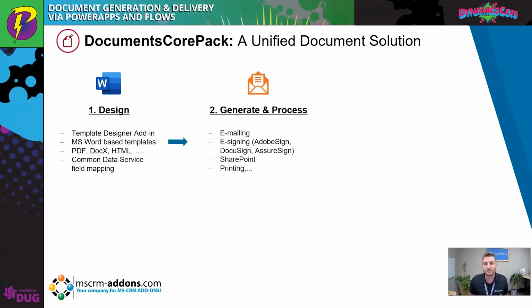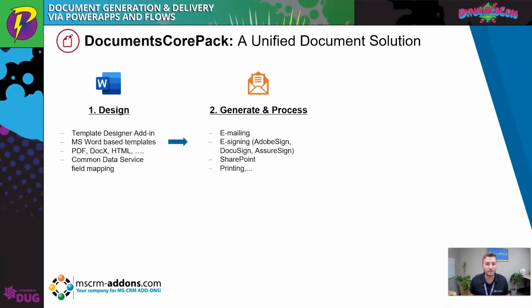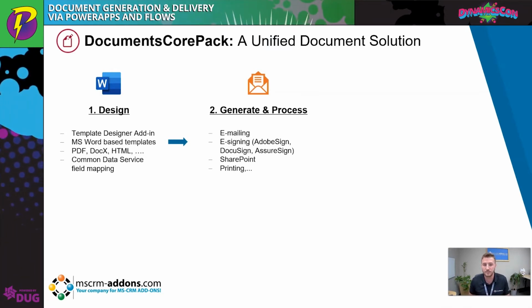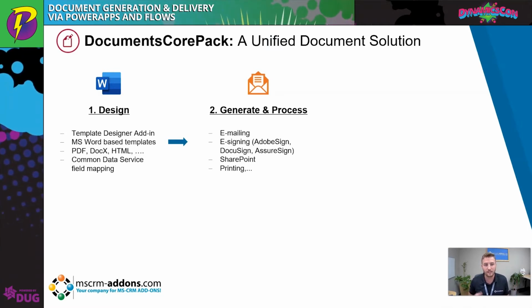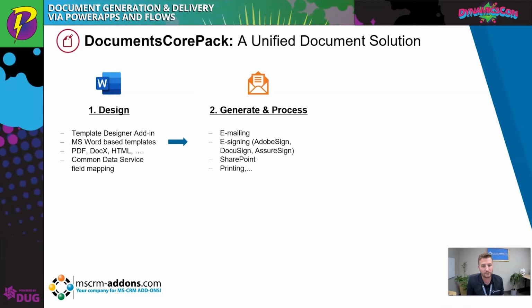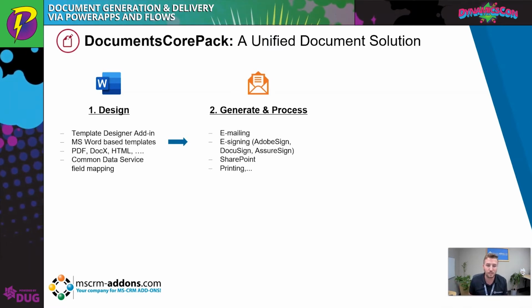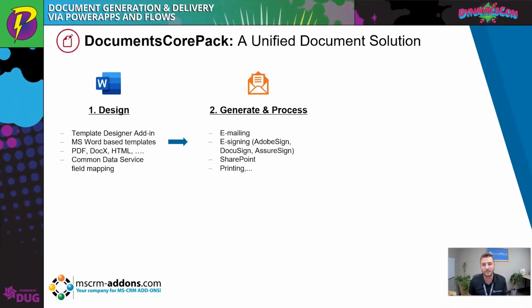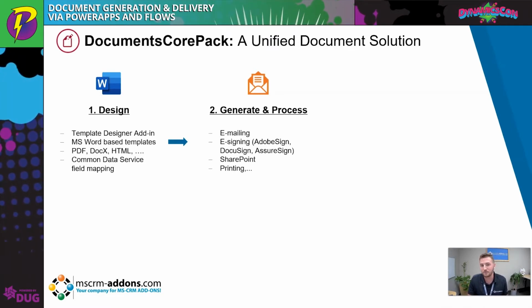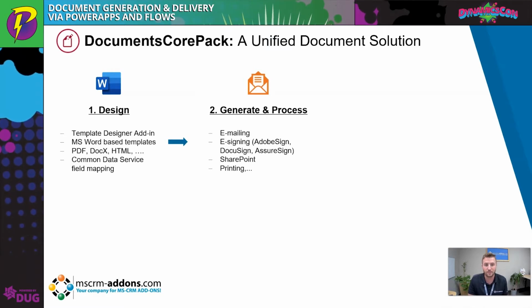The next element is generation or processing. Along with the template designer, you need a service, which with our subscription licenses we host. You generate the document, it gets sent to this service, and you can set it up to automatically email, or send through an e-signature provider such as Adobe Sign, DocuSign, or SureSign. You can set it up to save to SharePoint automatically, print, create an activity, and several other items as well. So if you have a use case, please reach out to us, because there's a good chance that we've already seen it or already have something set up for it.